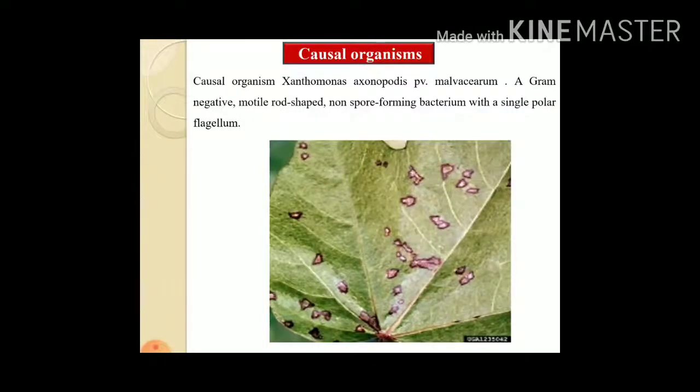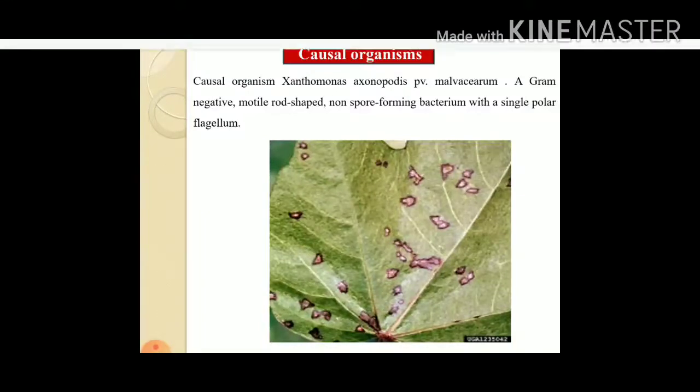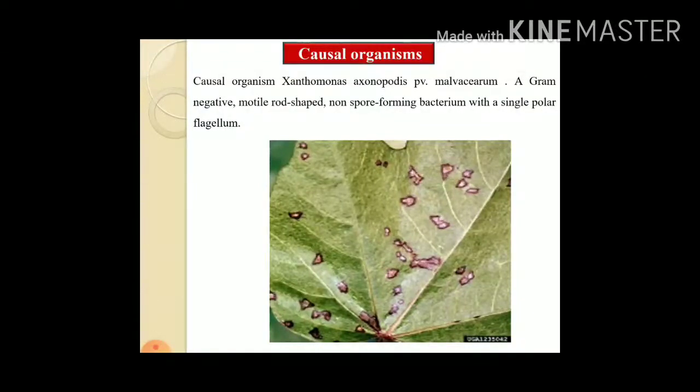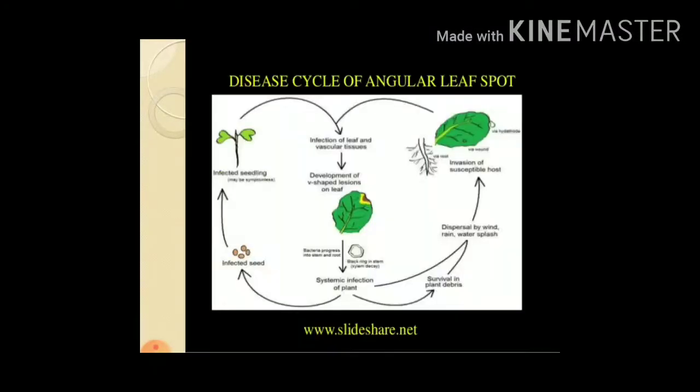Next we will look at the causal organism, which is very important to study for the angular leaf spot of cotton. The causal organism is Xanthomonas, a gram negative, motile, rod shaped, non-spore forming bacterium with a single polar flagellum. This diagram and these pictures show the angular leaf spot. The spots are blackish to brown in color. They clearly indicate the leaf infection.